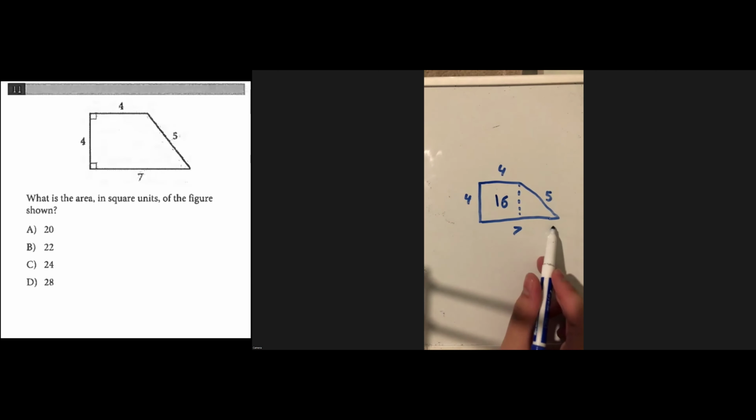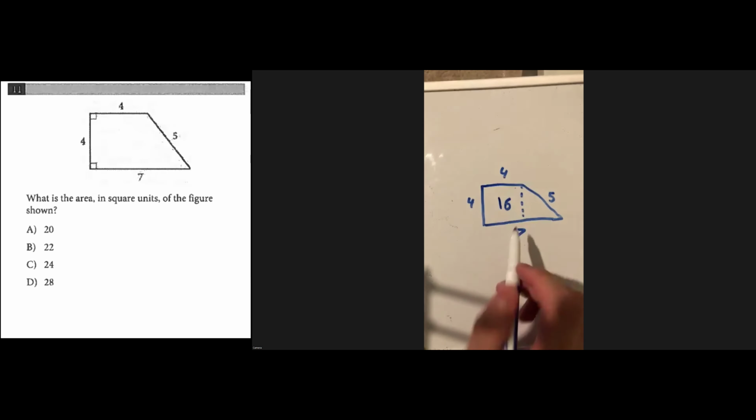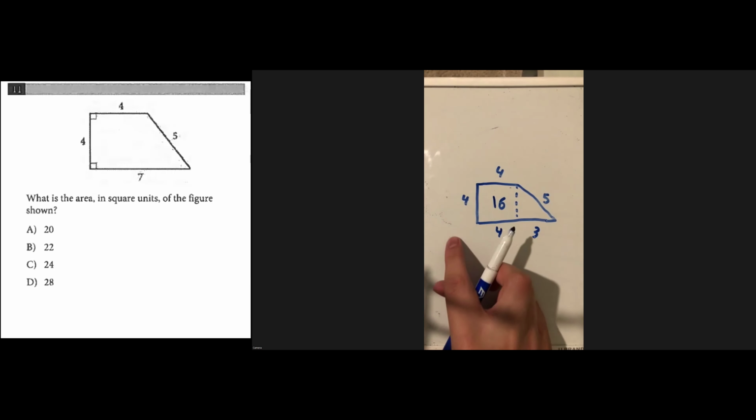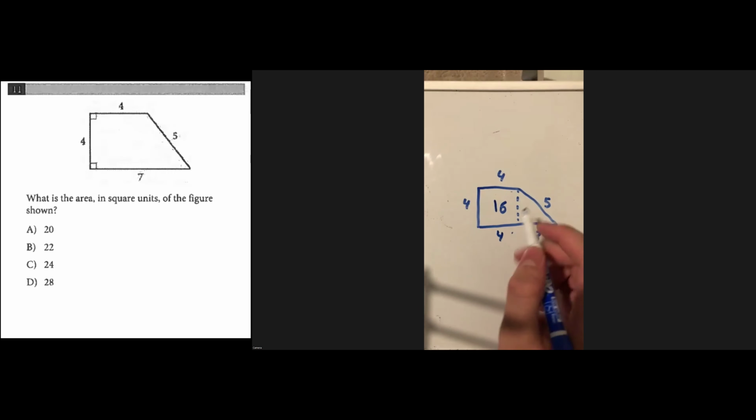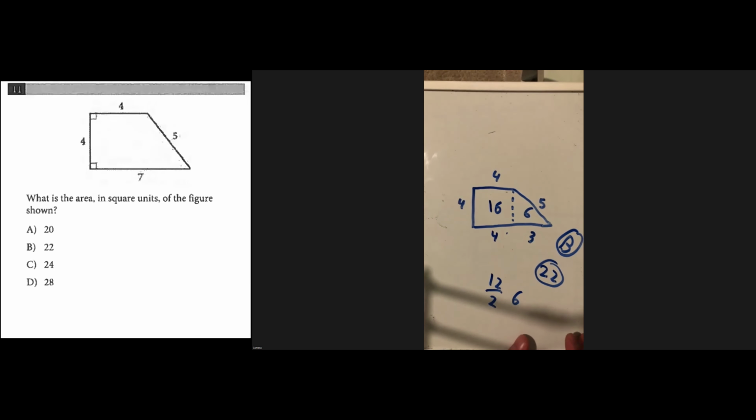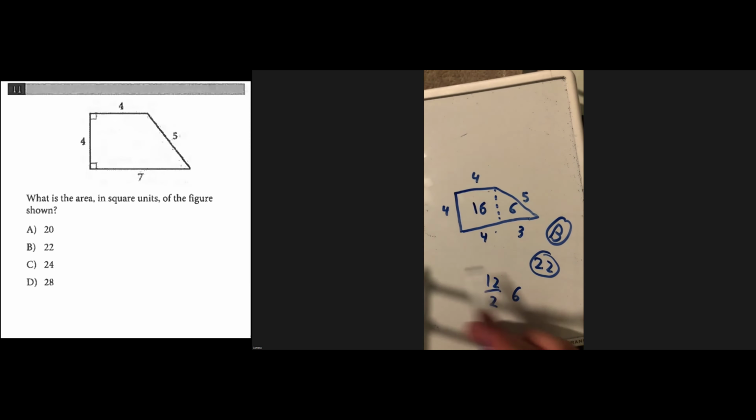And then this bottom length is 7. This much would be 4. So this much has to be 3, since 4 plus 3 gives the entire length of 7. And then this length is 4. So 4 times 3 is 12, divided by 2 to get 6. So the area of this triangle is 6. 16 plus 6 is equal to 22, which is the correct answer, choice B. Could also solve this as a quadrilateral, but that's just more work. All right, question 12.